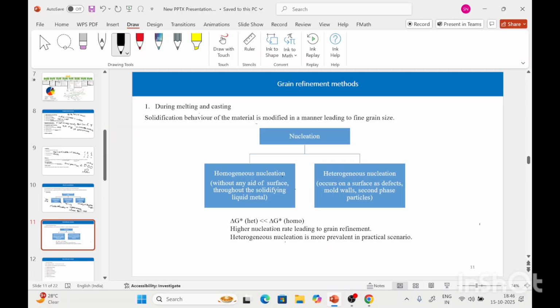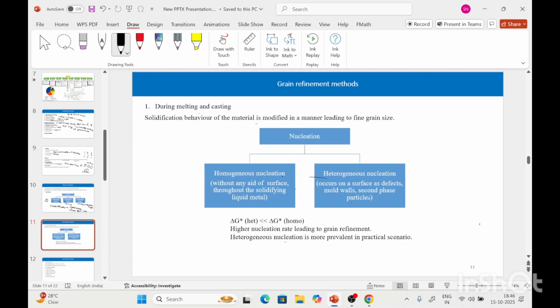So nucleation is classified into two types. First is the homogeneous nucleation, and second is the heterogeneous nucleation. Homogeneous nucleation occurs without any surface, throughout the solidifying liquid metal, and heterogeneous nucleation occurs on surfaces such as defects, mold walls, and second phase particles. So this heterogeneous nucleation is much easier than the homogeneous nucleation.